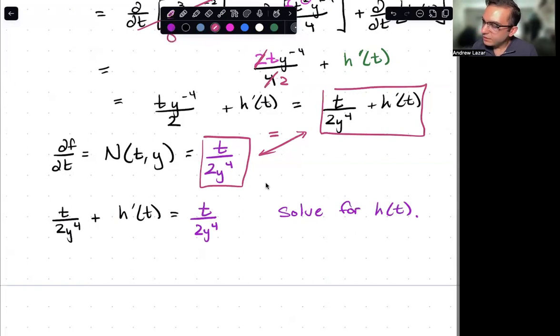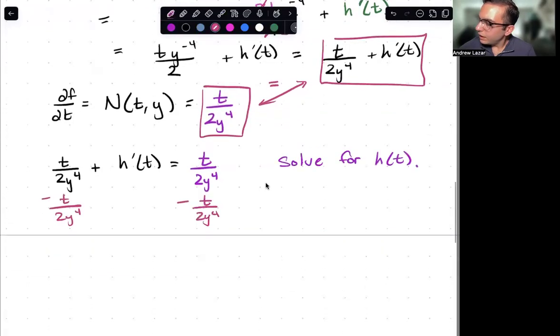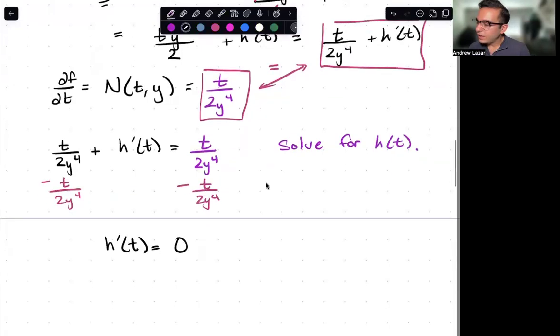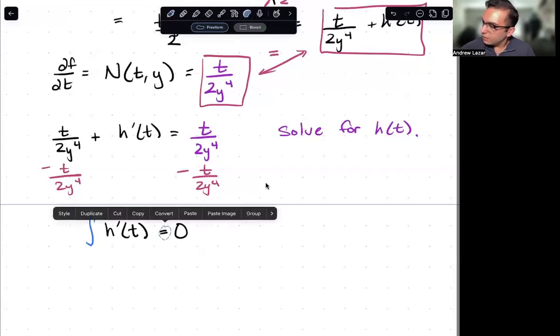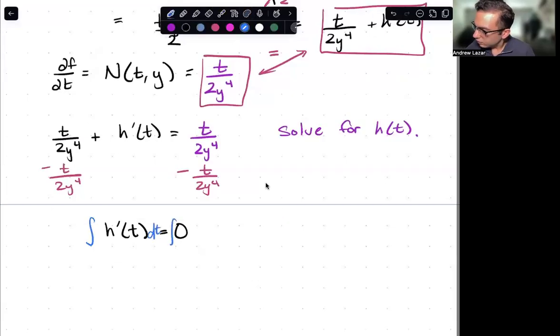Well, I'm going to isolate the h prime term. And I get that h prime of t equals 0. And this is fairly nice because I can integrate both sides of this with respect to t. I'll find what h of t is. And the integral of 0 with respect to t is just a constant.